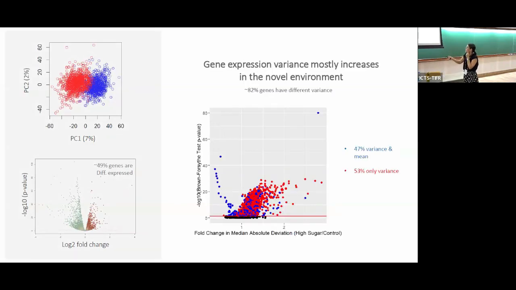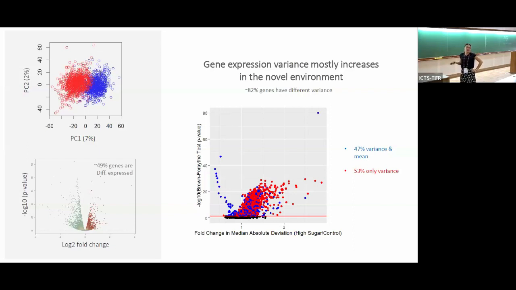So this is how it looks for mean. This is how it looks for variance. Gene expression variance mostly increases in the new environment. Again, you measure variance based on the 1,000 individuals you measure in control and the 1,000 individuals you measure in high sugar. Do they differ? All this is corrected for the mean. We don't want the mean to affect anything we do in variance, because in gene expression, these two things always come together.